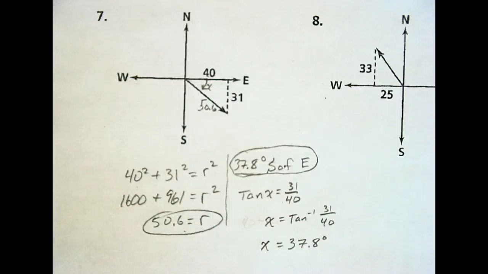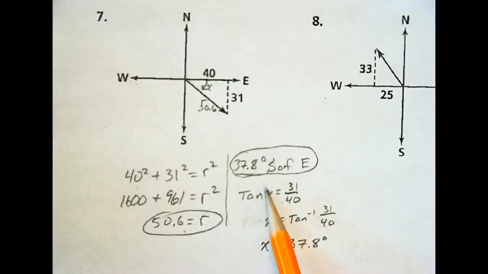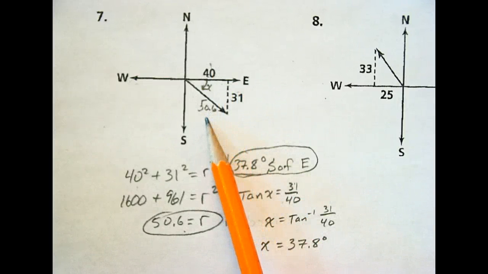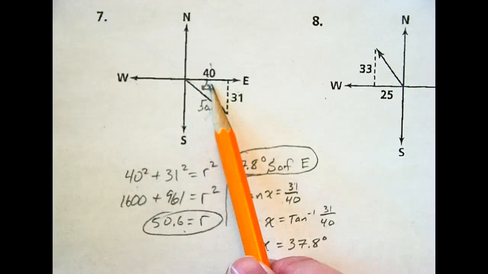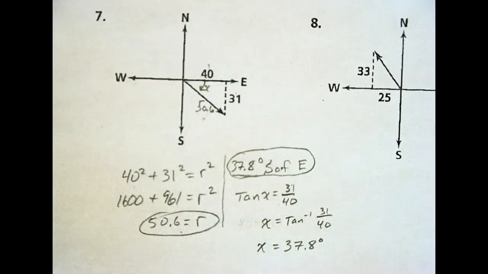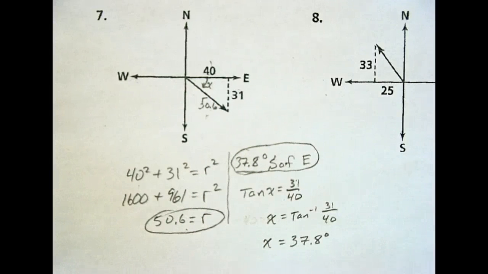Good question. Other questions? Hey, please note, Jordan used 31 and 40. She didn't use the 50.6. You want to avoid using that to find your angle if that's a rounded value. So since it's rounded, we want to avoid using that to find our angle. Okay, we're going to be done there. Kind of past our time limit here.